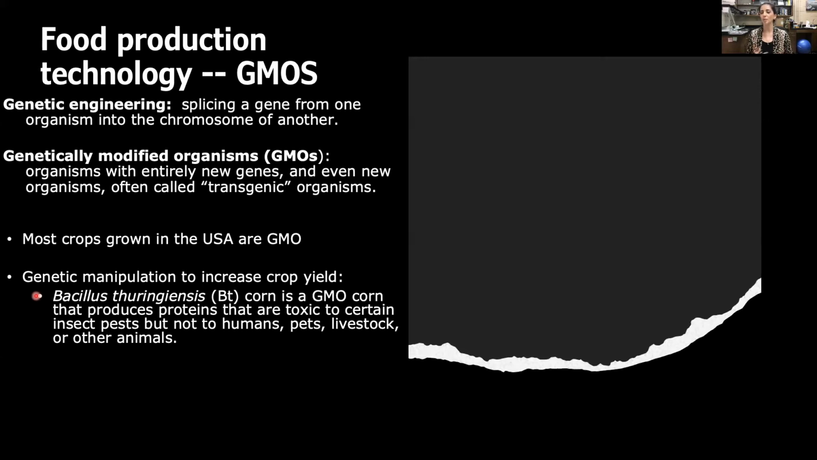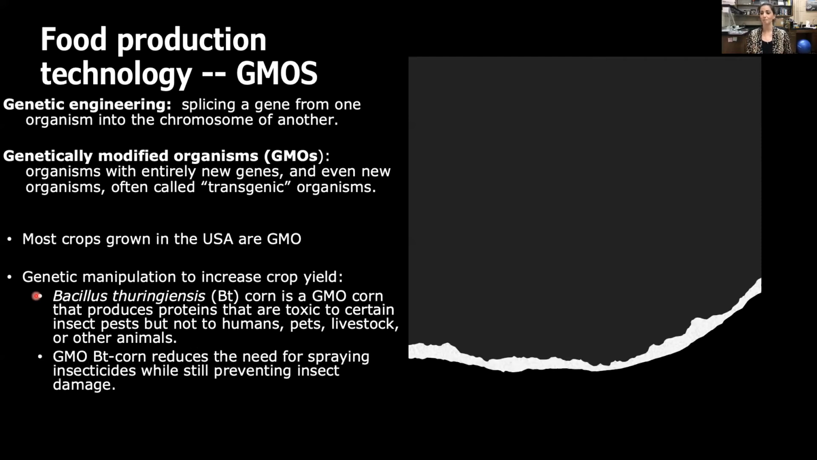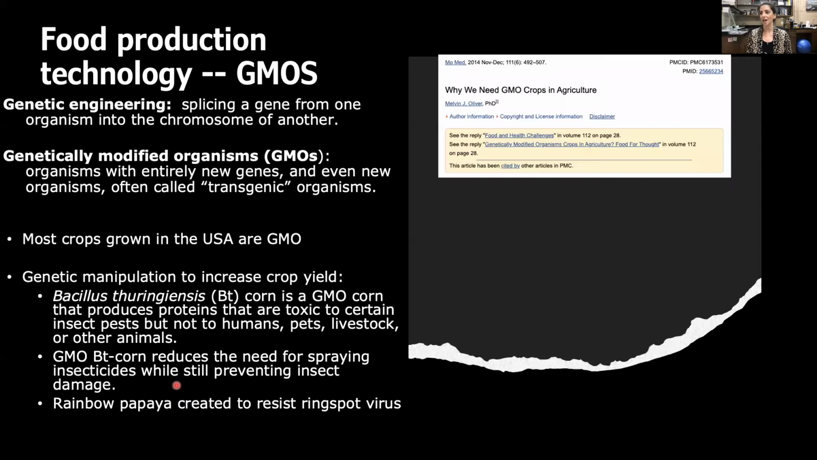It's a GMO corn that produces proteins that are toxic to certain insect pests, but importantly, that toxin is not at all going to affect humans, pets, livestock, or other animals. So we don't have the need for these chemical insecticides because the plant itself is producing the insecticide. Another example is the development of a rainbow papaya. That's the name given to a special transgenic papaya that was created to resist ring spot virus.